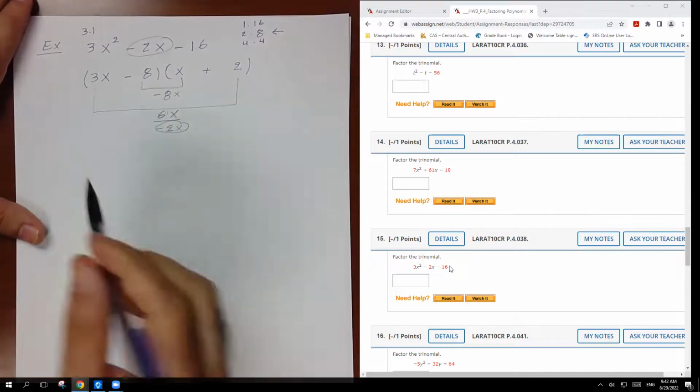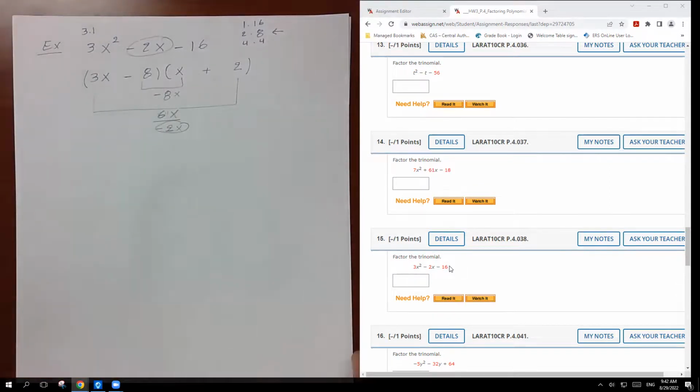Okay, so that's it for this method, for this example. The last part you need to learn is factoring by grouping.